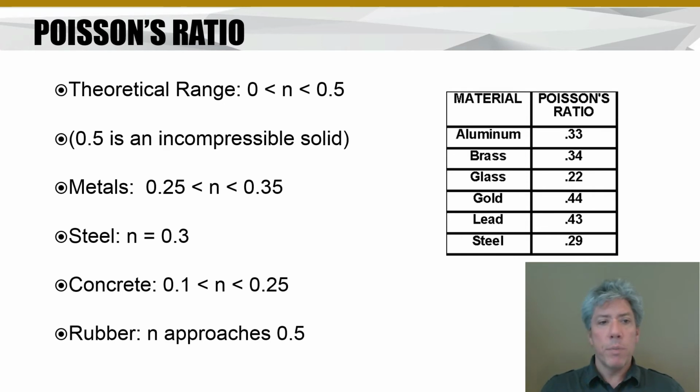And in fact, most metals have a Poisson's ratio between about 1/4 and about 0.35. Steel itself is at about 30%, 0.3. Concrete varies anywhere from about 10% to 25%, or 0.1 to 0.25. There's some Poisson's ratio values for various metals in the table over there. And I believe it's in your book as well, but I don't have a page number for you, so go look for it. It should be in chapter 2.